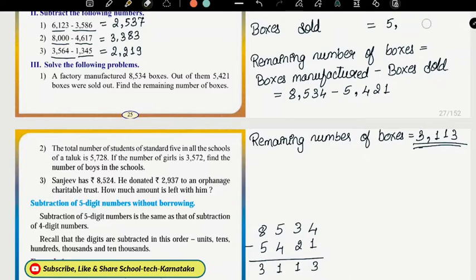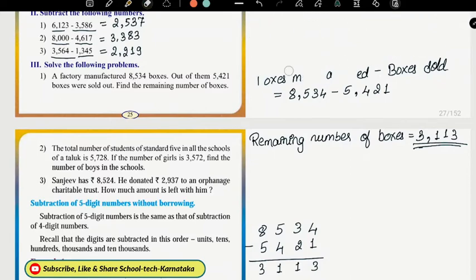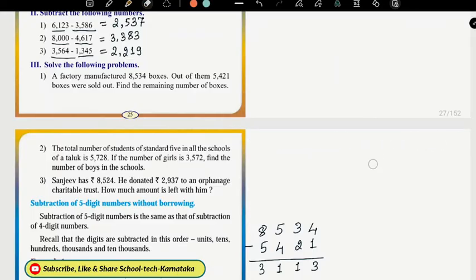Now let's move to our next question. Let's see what we have in our next question. The total number of students of standard 5 in all schools of Taluk is 5728. If the number of girls is 3572, find the total number of boys in the school.